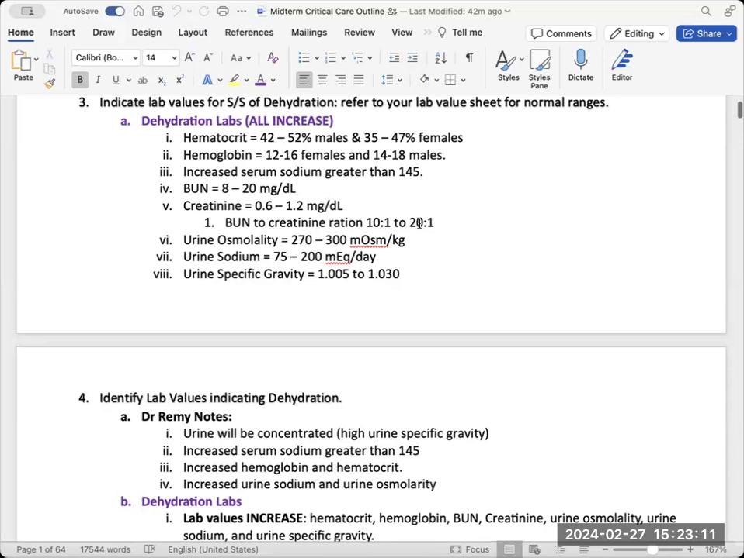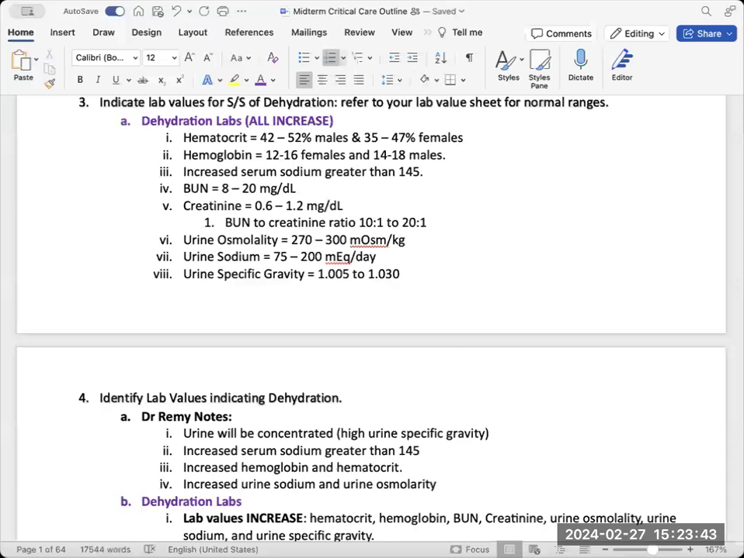So BUN is going to increase as well as creatinine. Creatinine is 0.6 to 1.2 according to our textbook. And I did notice that Dr. Amit emphasized while going over dehydration is that the BUN to creatinine ratio should be between 10 to 1 and 20 to 1. So anything greater than 20 to 1 would be indicative of dehydration. Keep that in mind. Urine osmolarity will also increase.